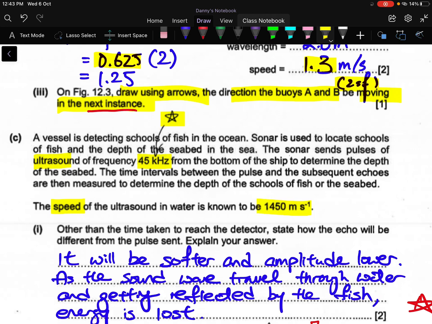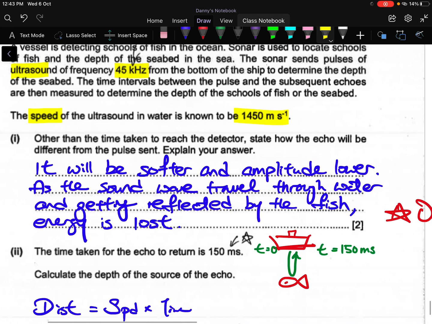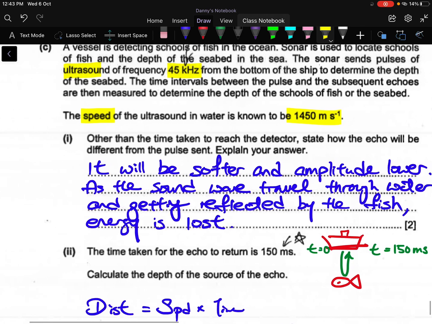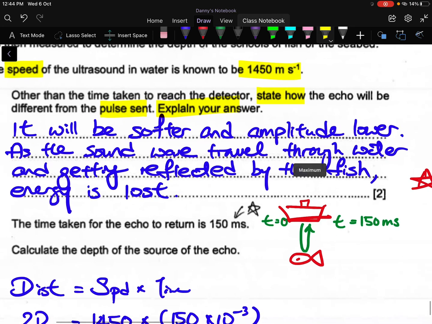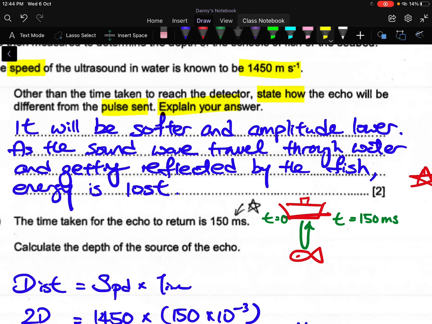Then after that I see speed, and basically this entire passage to me is just these numbers that stood out. Then I'm going to skip everything. Other than the time taken to reach the detector, I just need to state how the echo will be different from the pulse sent. Oh, I need to explain. So how will it sound different? Well, I can comment on pitch, period, speed, and loudness. Obviously it will be softer because the amplitude is lower. I need to explain because I got 4 answer lines, so I need to extend to have a secondary explanation.